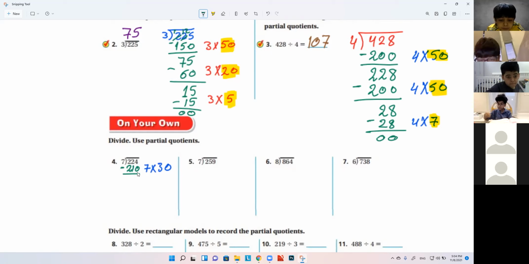Okay. So let's subtract. 4 minus 0 equal to 4. 2 minus 1 equal to 2. And 2 minus 2 equal to 0, right? Yes. Okay, now we're going to multiply by what? 7 multiplied by what now? To get 24.